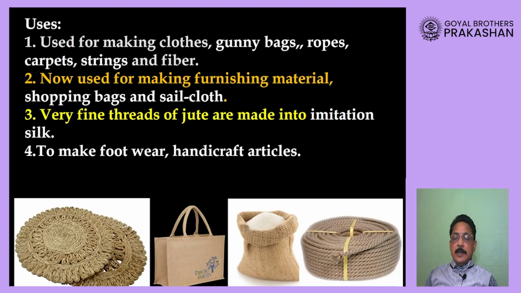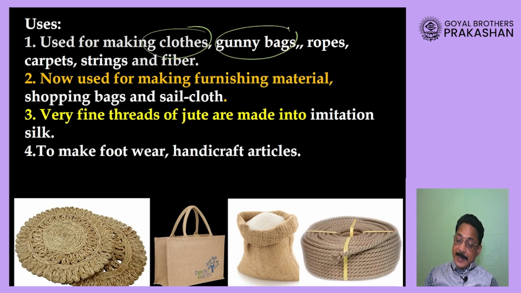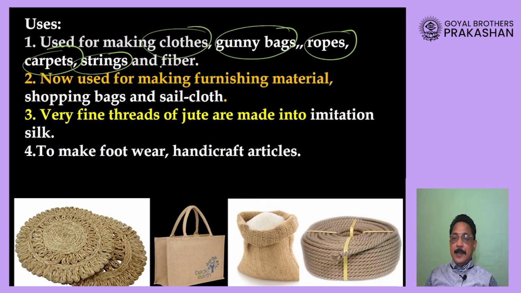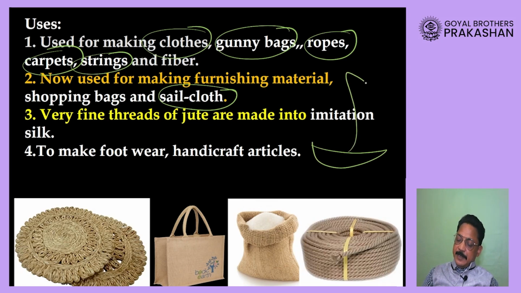Now what are the uses of this crop? The first and a very important use: we use this jute fiber for making clothes, gunny bags, also ropes, carpets, strings, and many handicraft articles. We are also making sail cloth. Sail cloth means, you must know that a boat has a sail. So this sail cloth is also made out of jute.